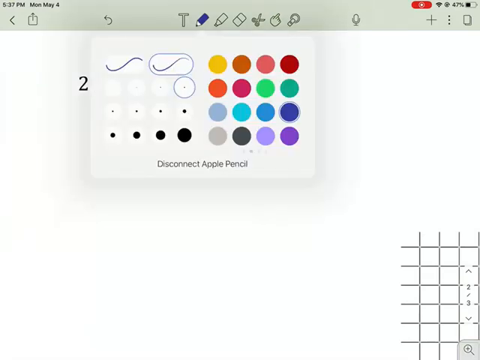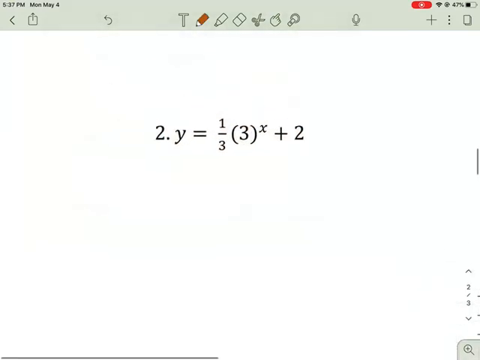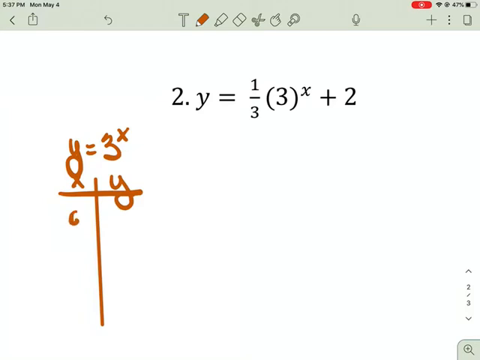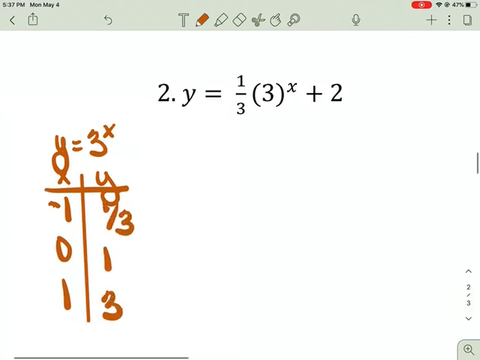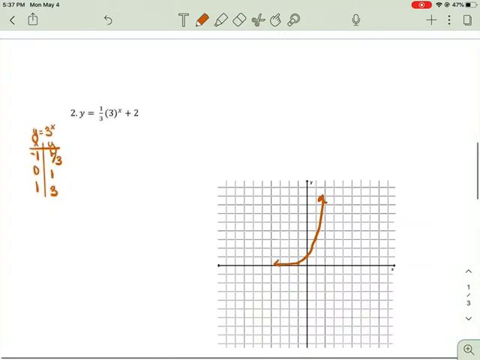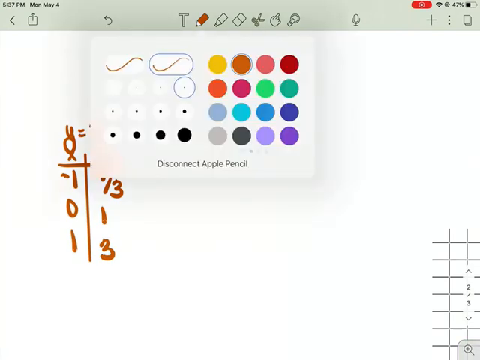So here we have 1/3 times 3 to the x plus 2. All right, I'll do the originals in orange. So we're going to do our 3 to the x. We're going to start with that. So again, we're going to start with the -1, 0, 1. So that's 1/3, 1, and 3. All right, so there's the original graph.